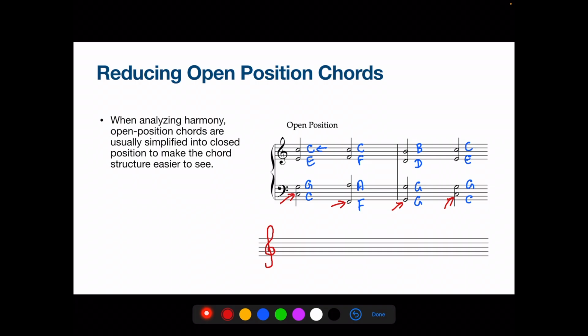So in this case, let's start with the lowest note. This is C, so I'm just going to write a C here. And the next one is F. Next one is G. And last one is C. Okay, so for now, I'm not being very particular about the clef that we use.